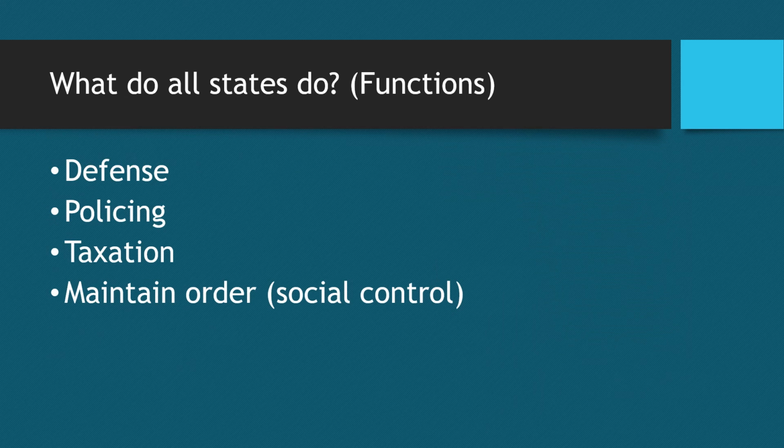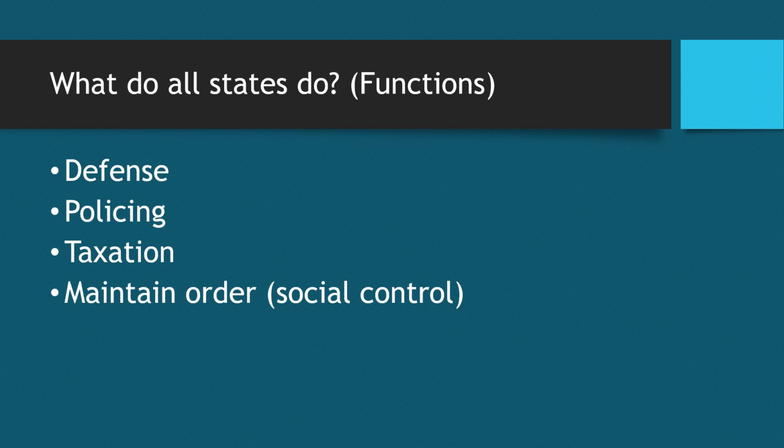So all states share certain functions. It's really important to remember that functions are not definitions. Once we understand, yes, this is a state, we can look at what are the common things that all states do. So all states provide some form of defense. They provide policing. Defense is against an external threat from another country, another state. Policing is against internal threats to social order.